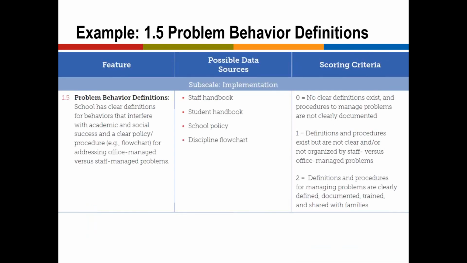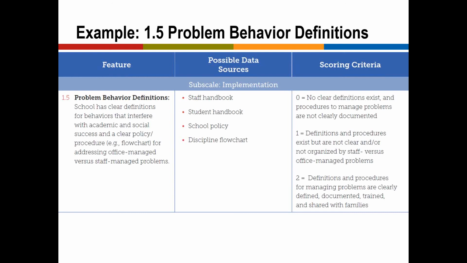Here is an example of an item from the TFI, which is item 1.5, problem behavior definitions. The feature for the problem behavior definitions is the school has clear definitions for behaviors that interfere with academic and social success, and a clear policy or procedure for addressing office managed versus staff managed problems. So, how do we know that the school has this feature in place? We look to the data sources, which could include the staff or student handbooks, the school policy, or a discipline flowchart. The scoring criteria for this feature is as follows.